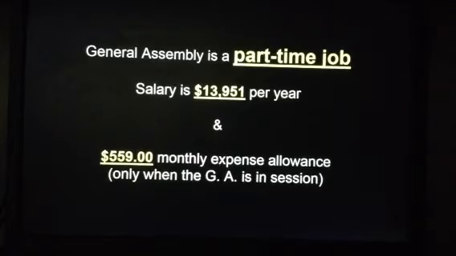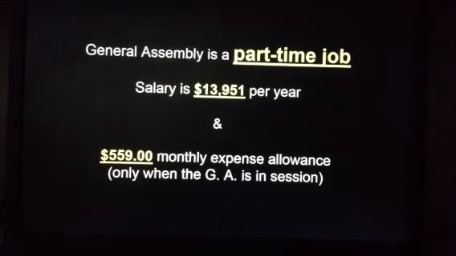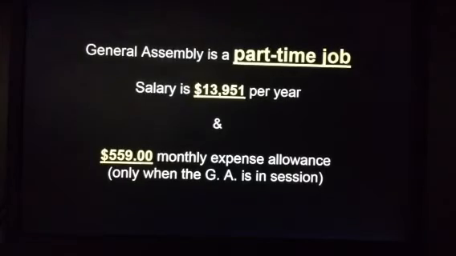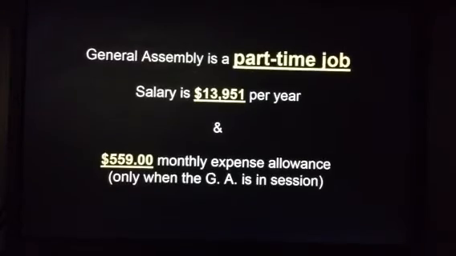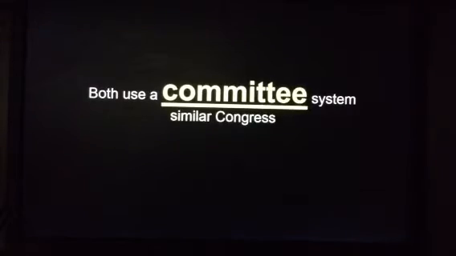Your salary, amazingly, is only $13,951 a year, plus a per diem of $559 per month, a monthly allowance. But that's only when the General Assembly is in session. So you get an annual salary plus a monthly salary when the General Assembly is in session. But you can see the pay is ridiculous. It's perceived as a part-time job.